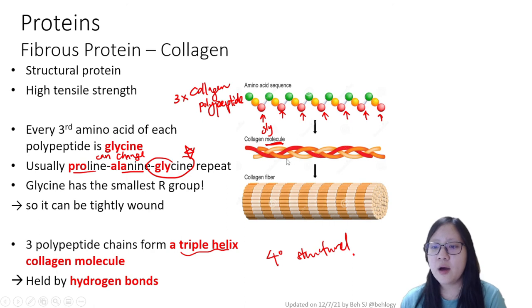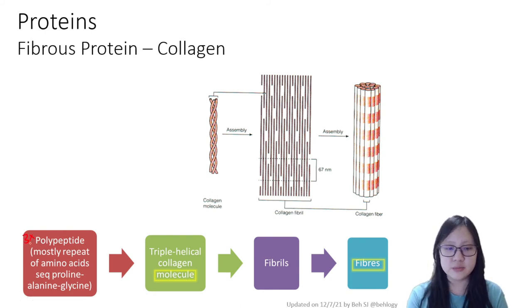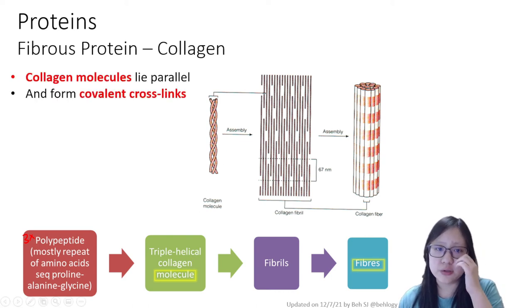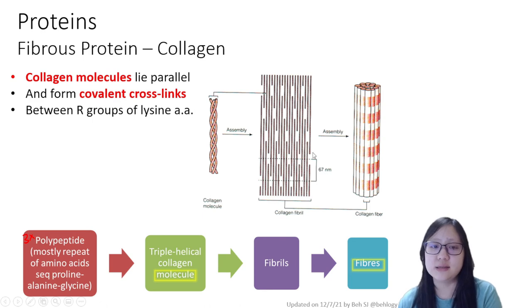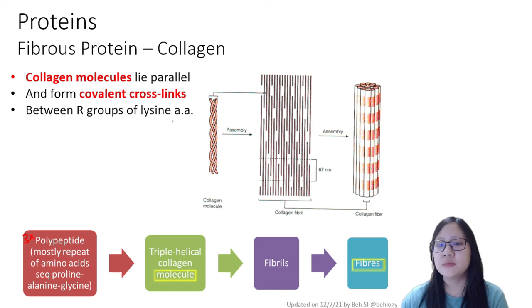Okay, now how about the fiber? How does it form the fiber? So polypeptide, three of them, will form a collagen molecule. What do the collagen molecules do? They lie parallel to each other, straight lines, and form covalent crosslinks. And these covalent crosslinks form between lysines, actually, which are found in many of those collagen as well.